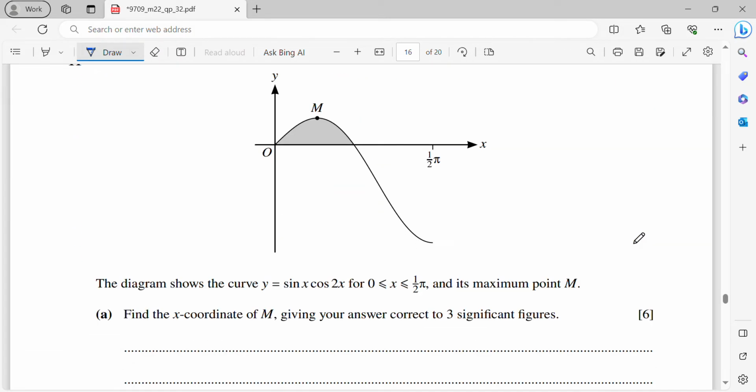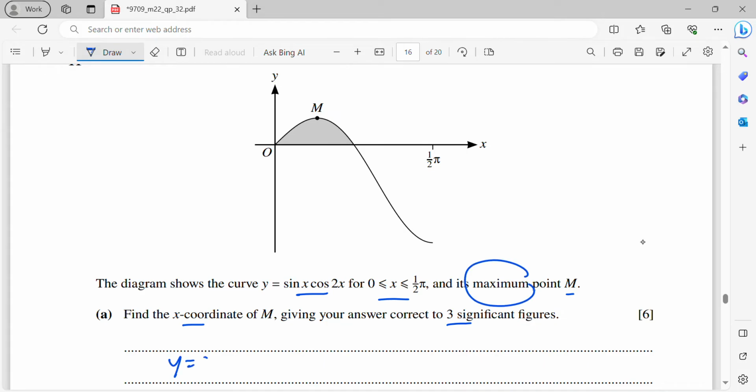Now, question 11. The diagram shows a curve y equals sine x cos 2x for x between 0 and half pi, and the maximum point M. Find the x coordinate of M, giving your answer correct to 3 significant figures. That means that you need to find the maximum point.